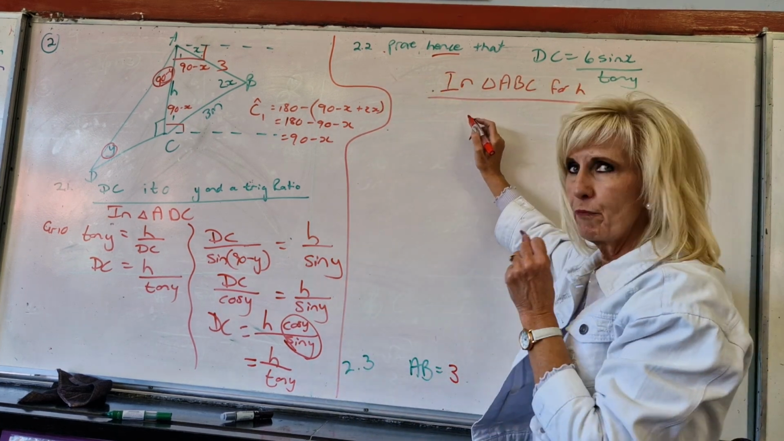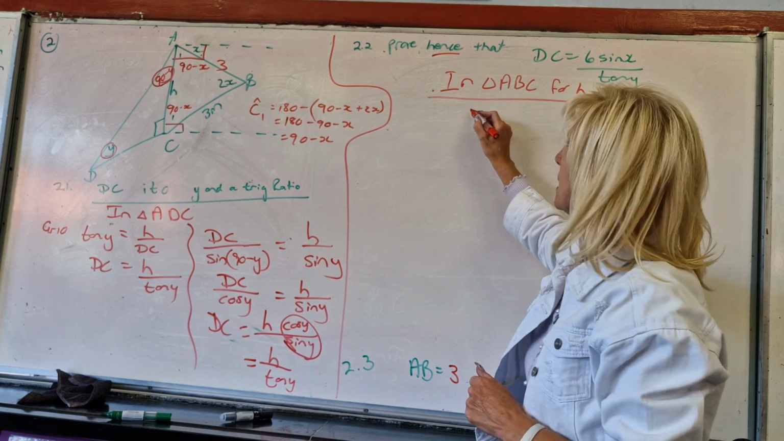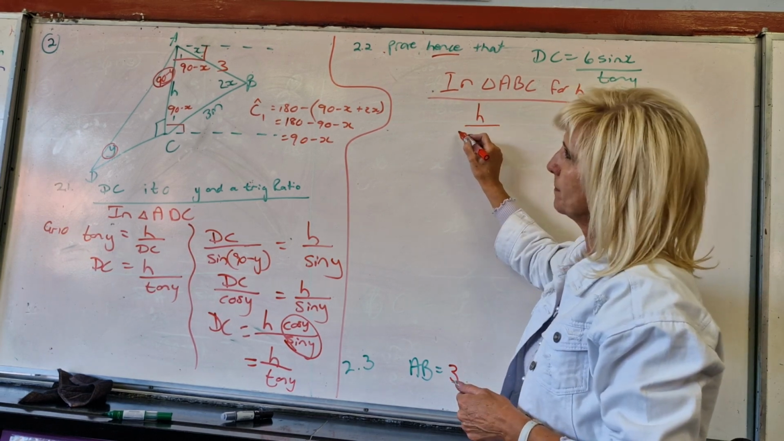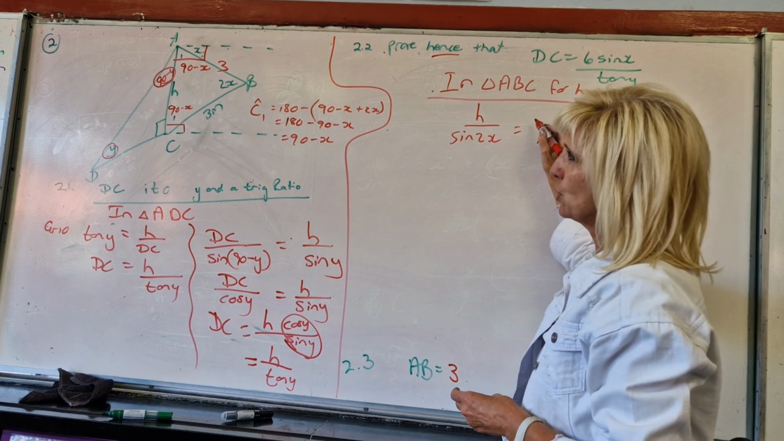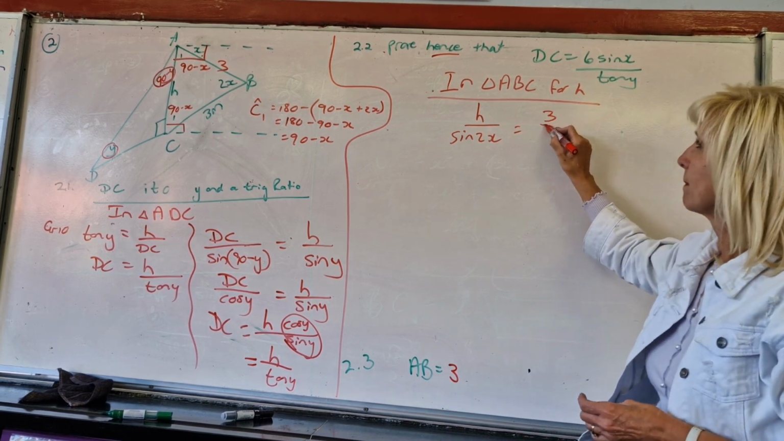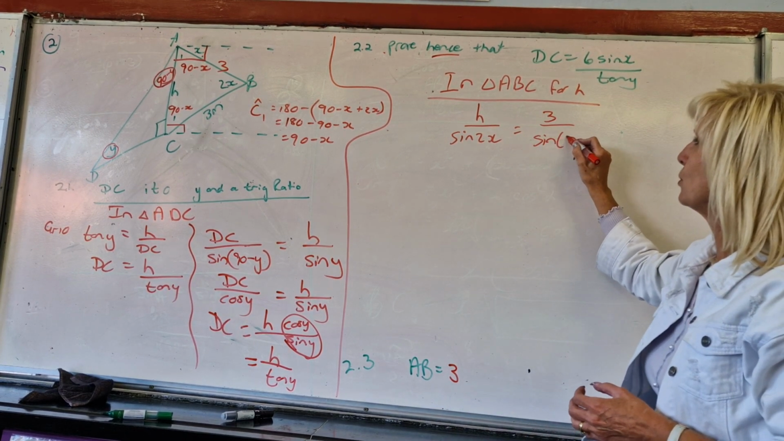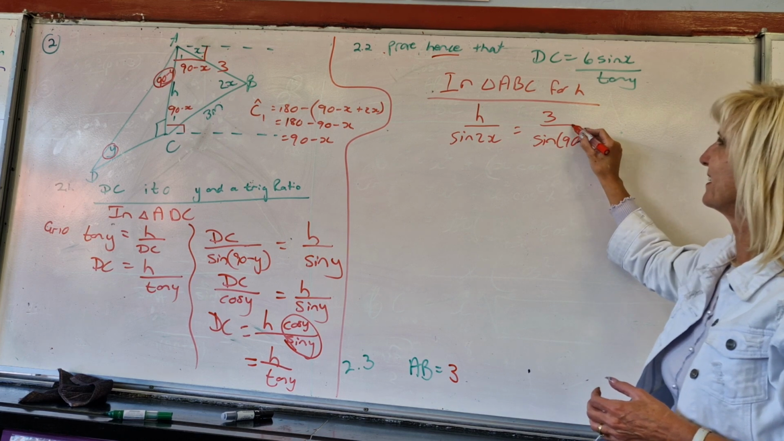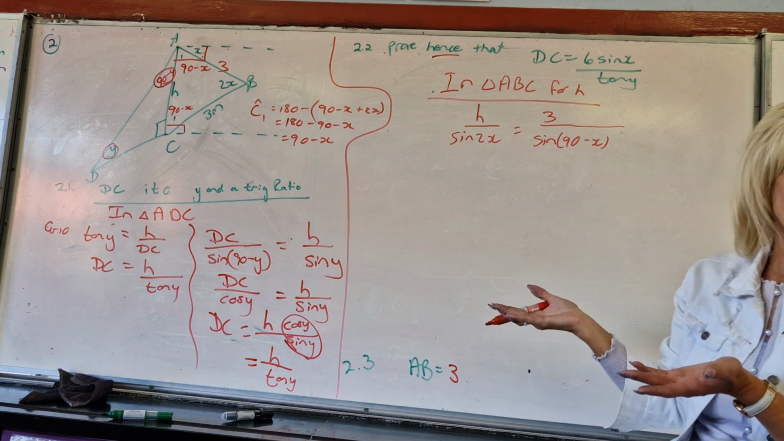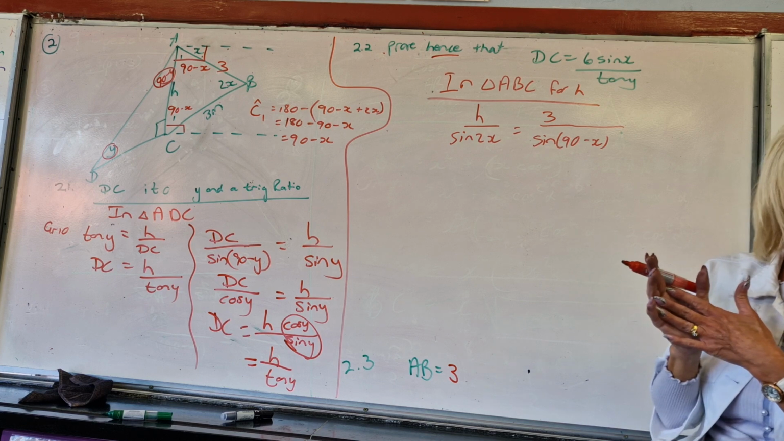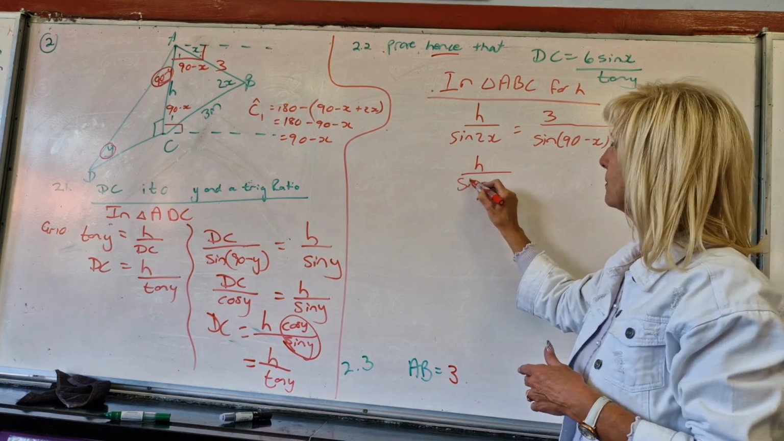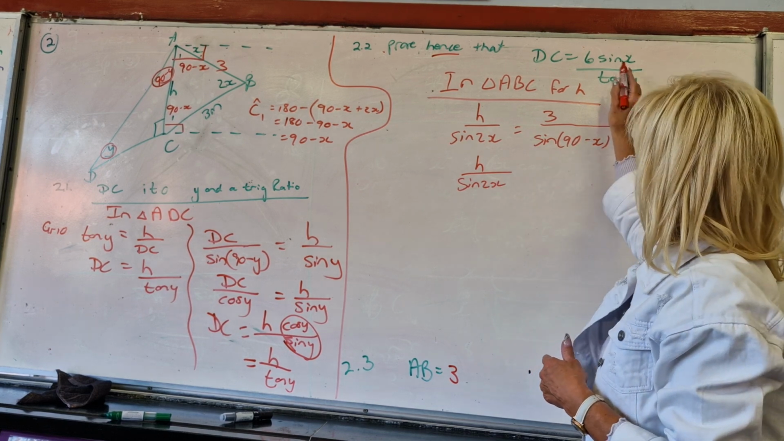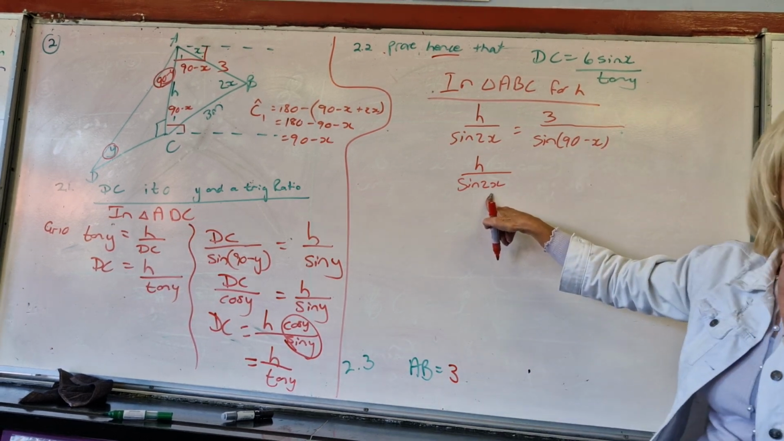And to find it, hopefully, it's going to be the sin rule. It is. So it's going to be H over sin 2x, which is going to be equal to which side? 3 over sin of 90 minus x. Which 3 did you use? I used that. It doesn't matter because they're both 3, right? And both of their opposite angles are 90 minus x. Then this would be H over, oopsie, sin 2x.